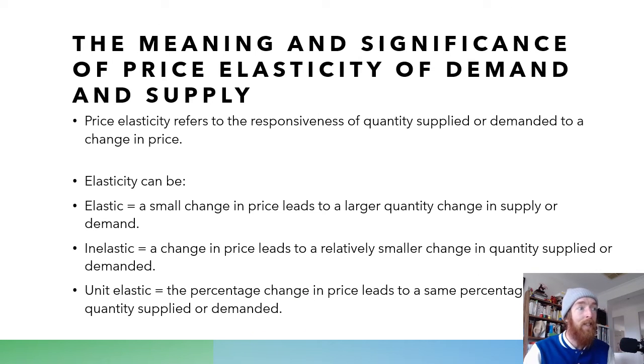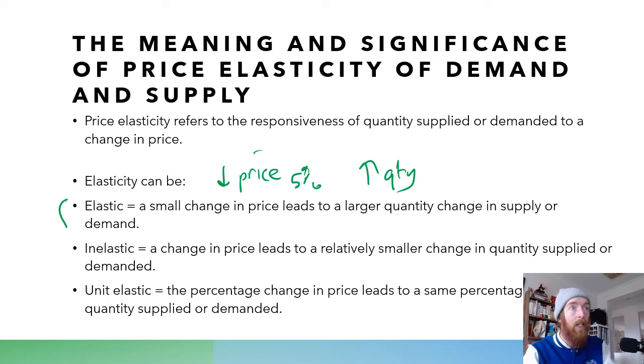The meaning and significance of price elasticity of demand and supply. So there are three types of elasticity. Elastic, where a small price change leads to a relatively larger quantity change. I like to think of this in percentages. So if there's a 5% price change, there's a 20% change in quantity demanded or supplied.